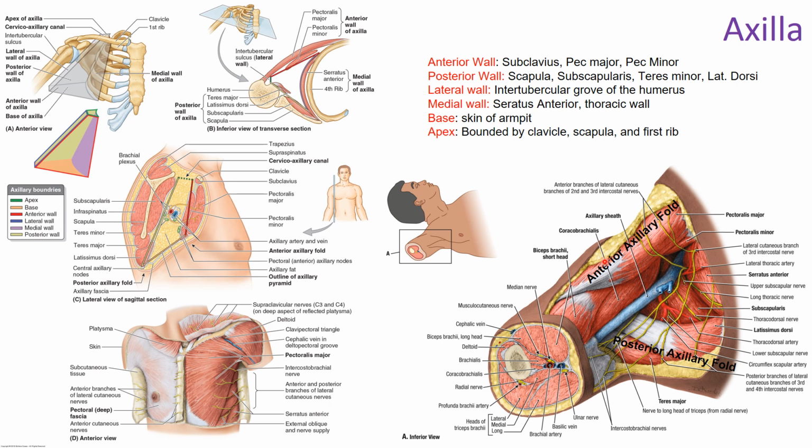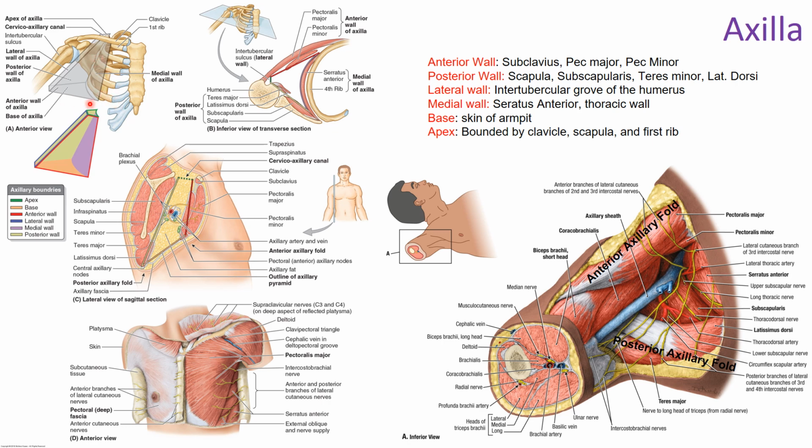Now, the lateral wall is going to be formed by the intertubercular groove of the humerus. So think as I bring my arm down, over here the lateral wall is going to be formed by the humerus itself. The medial wall, however, is going to be formed by the thoracic wall and the serratus anterior. Remember that the serratus anterior is originating from these ribs, so it makes sense that that would help to form the medial wall of the axilla.